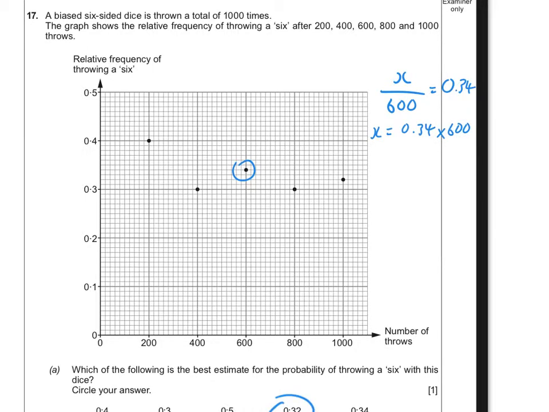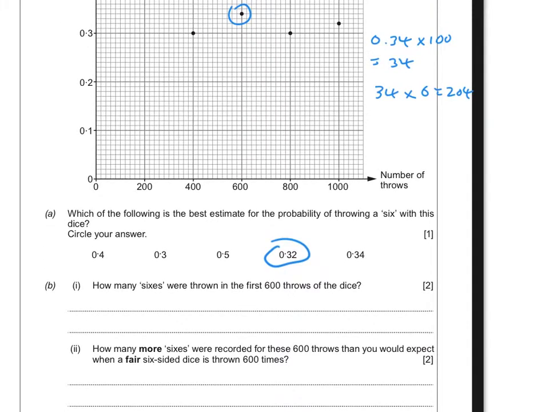Now again, this is the non-calculator paper, so the way I would be thinking about this, well, 0.34 times by 100 gives me 34, and then I just need to work out 34 times 6, and that would give me an answer of 204. So down here, I'm going to write my answer of 204.